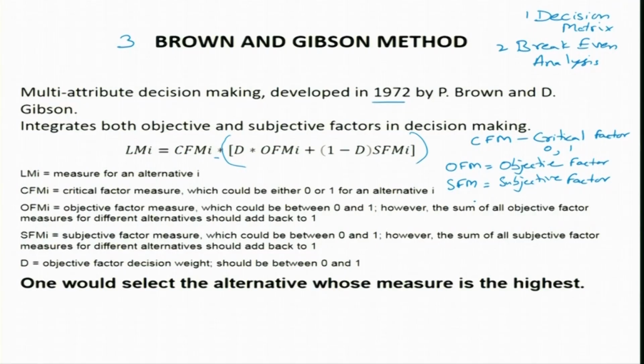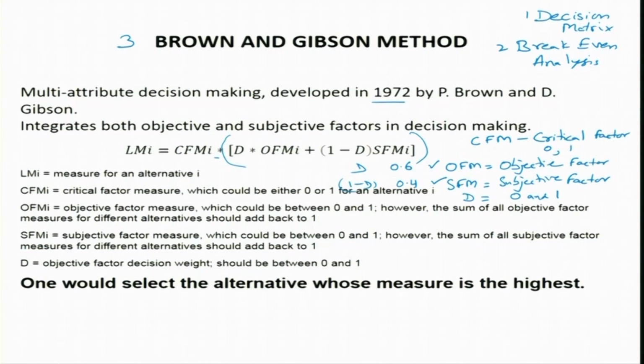Another parameter is D. We have to decide how much importance to give to objective factors and how much importance to give to the subjective factors. The value of D is between 0 and 1. If I give a value of 0.6 here, then the subjective factor will have a value of 0.4. So, this is D and this is 1 minus D. If I give importance D to the objective factor, then 1 minus D will be the importance given to the subjective factors.